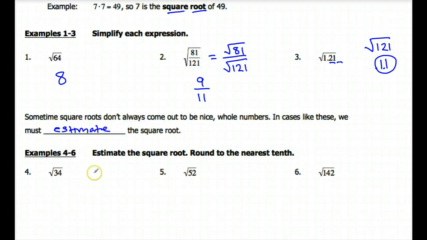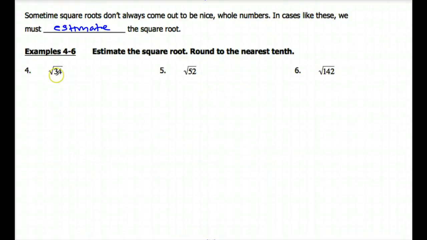Okay, so let's look down at these 3 examples, starting with number 4. We're given the square root of 34, and again, we're doing these without using a calculator. So what I want you to do is think about what are the 2, we're going to call them perfect squares. So what are the 2 numbers that we know square roots of? One that's larger than 34 and one that's smaller than 34. Okay, again, those are called perfect squares.